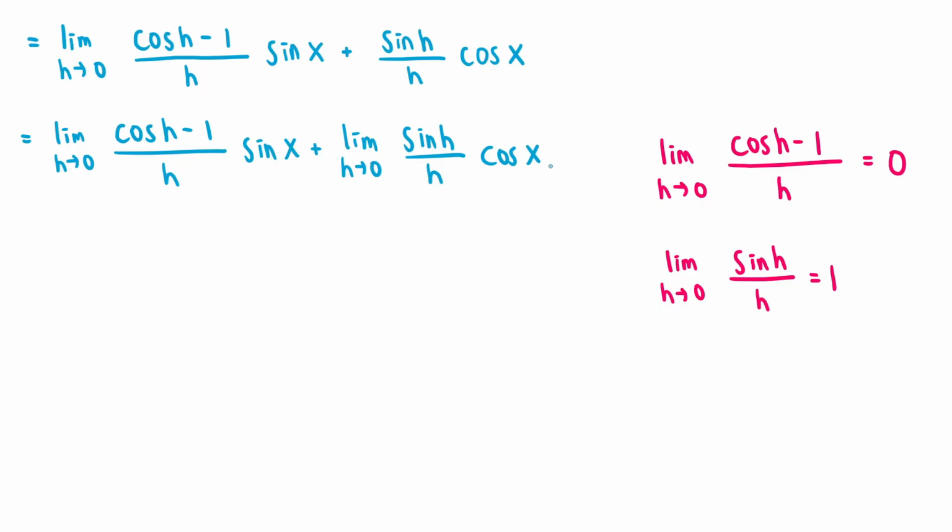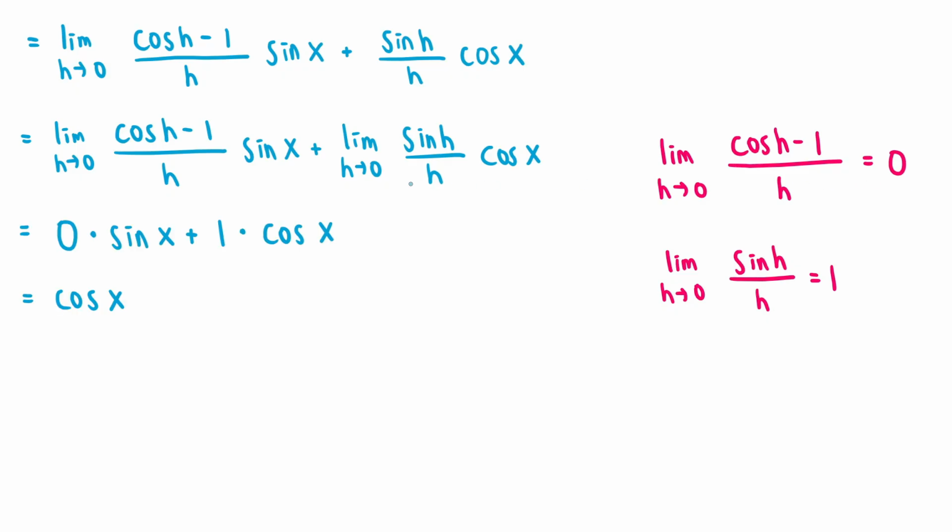And the limits of cosine h minus 1 over h and sine of h over h as h approaches 0 both exist as well. The limit as h approaches 0 of sine of h over h is equal to 1, which has a geometric proof, which I already did a video on, and the limit as h approaches 0 of cosine h minus 1 over h is equal to 0, which I also did a video on. I'll link both videos in the description.